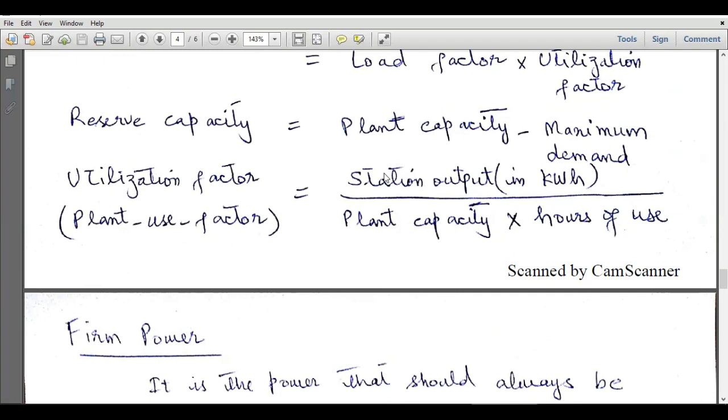So utilization factor is actually the quantity which implies that if we have a 10 kilowatt plant and 10 kilowatt power is actually demanded by the load, then the whole plant is utilized. So the utilization factor will be 100% because 100% of the plant capacity is utilized.